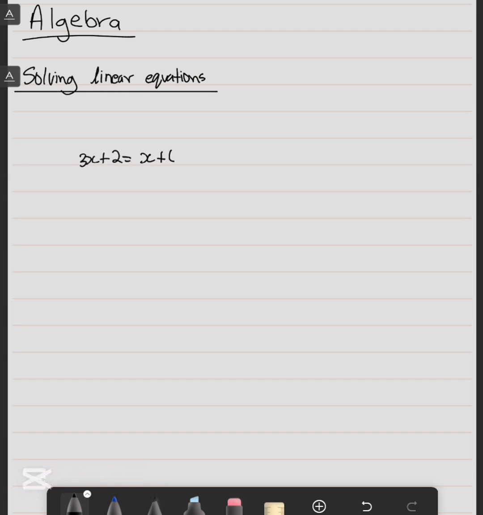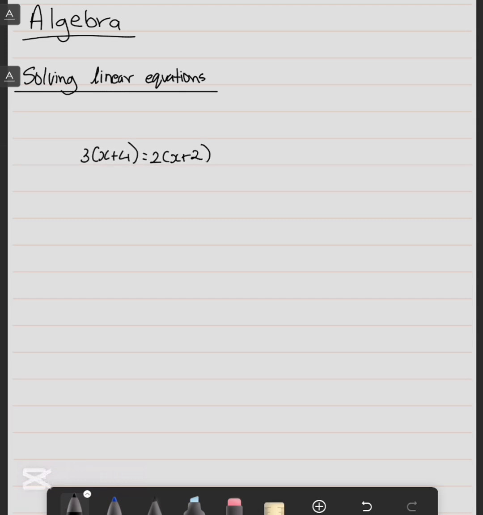Let's try a question with multiple variables. So 3x plus 2 equals x plus 6. The key, like I said before, was get x all on one side. So if there are x's on different sides, we want to bring them all to one side. So I bring the x to the other side and its sign changes, and I do the same with the other numbers. And then I simplify to get 2x equals 4, and then you move the 2 and get x equals 2.